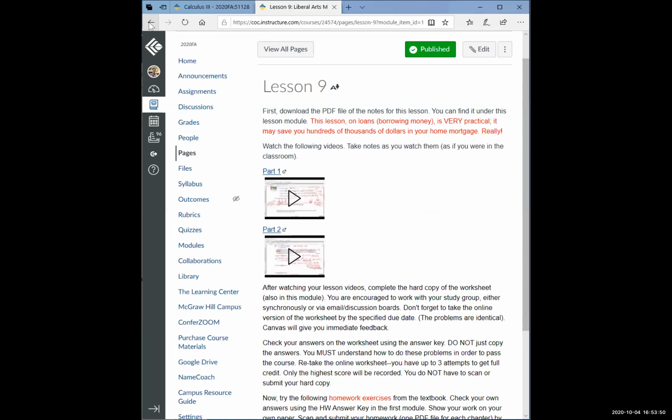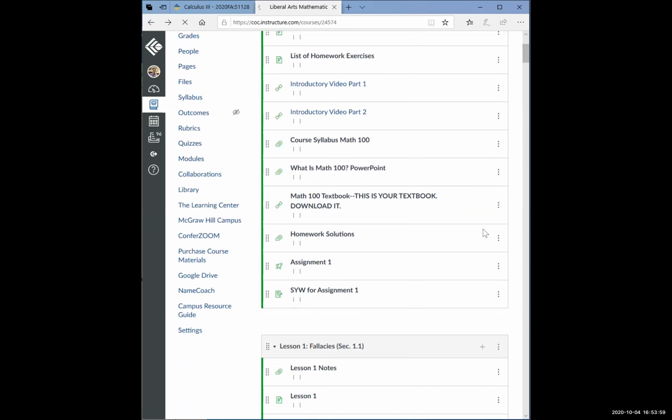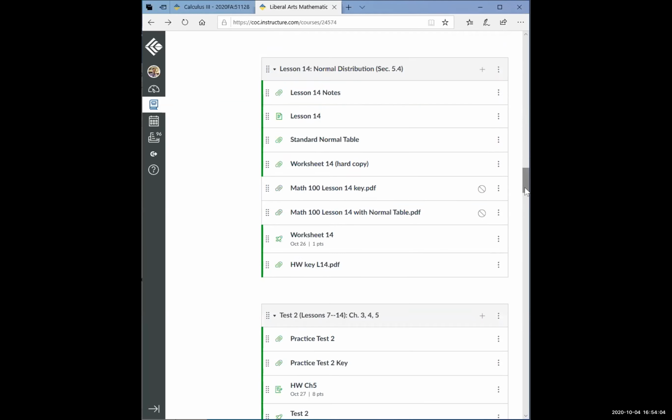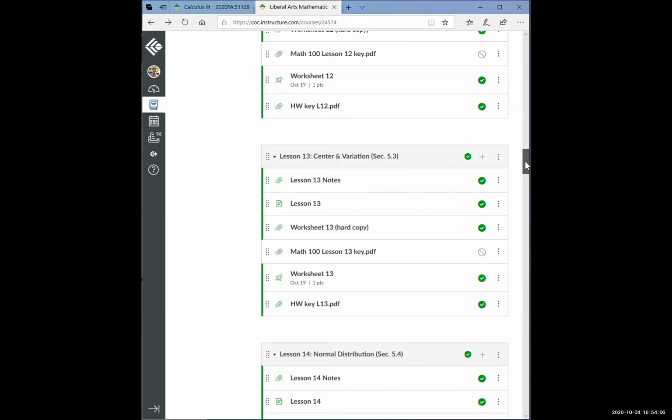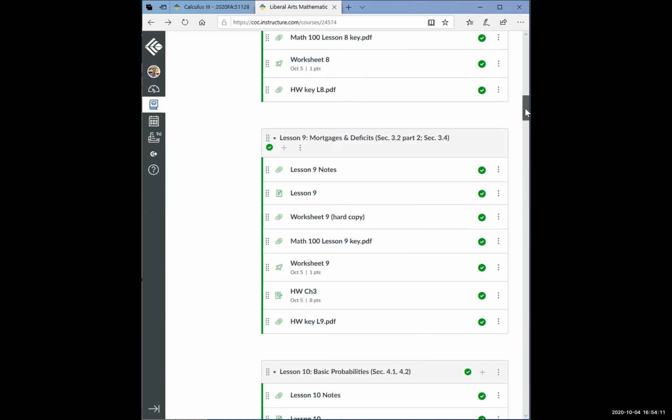So if I'm going to go back to the previous view, I can just click on the back button of your browser. Lesson 9 was the one I was just talking about. Sorry, I hope you don't get motion sickness here. And here is the key, but this is not the homework key. This is how you fill in the blanks on your notes, as well as the key for the worksheet.